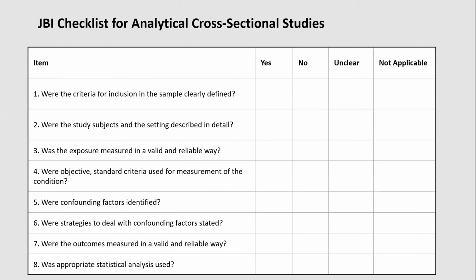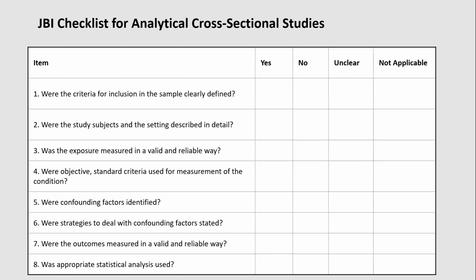So this is one more checklist, for cross-sectional studies. It is given by the same institute, that is the JBI checklist. Here the items are only 8, because the items differ based on the study designs. Here also you have the options yes, no, unclear and not applicable. The first item is: were the criteria for inclusion in the sample clearly defined? Based on the study design, the items will also change compared to others.